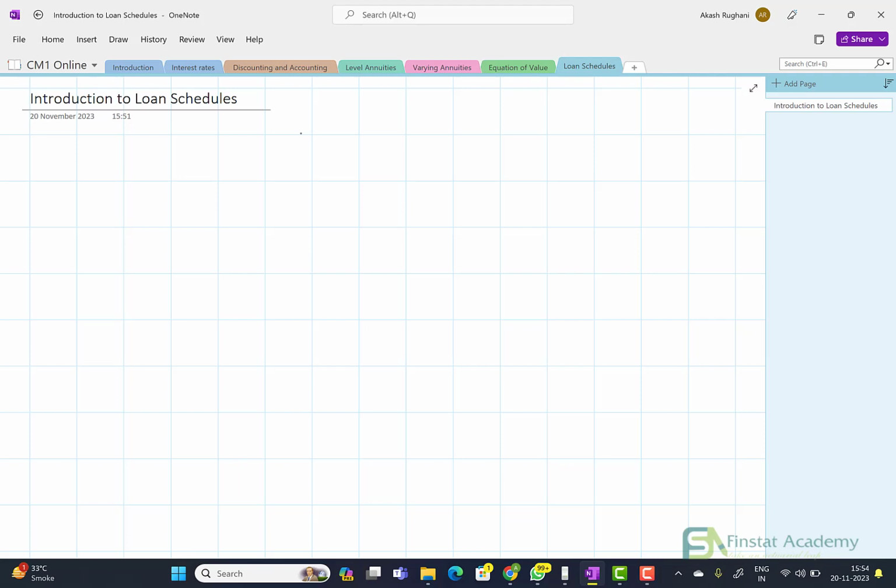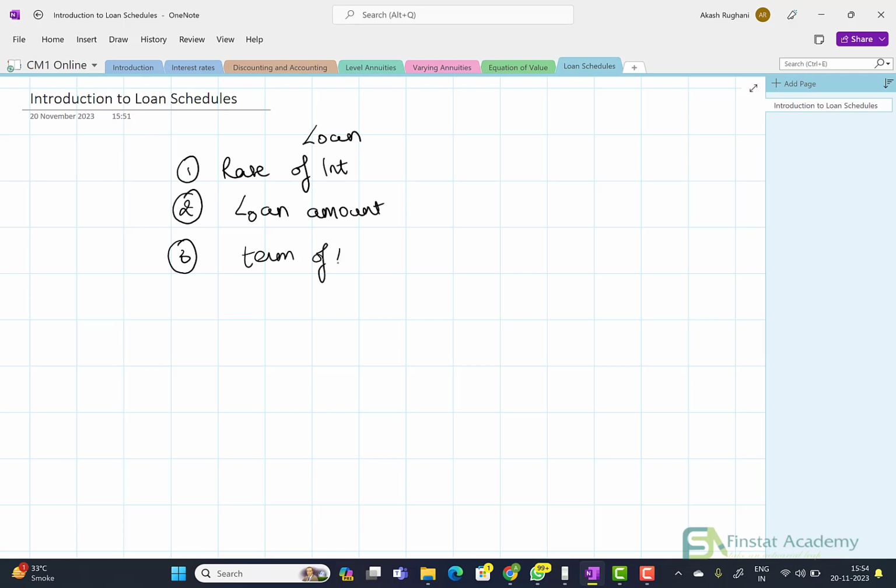Let's begin. When I talk about a loan, there are broadly four elements to a loan. Element number one is obviously the rate of interest. Element number two is the loan amount. Element number three is the term of the loan. And element number four is the installment.